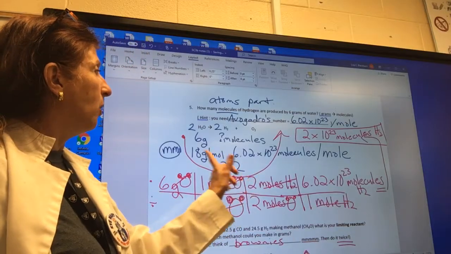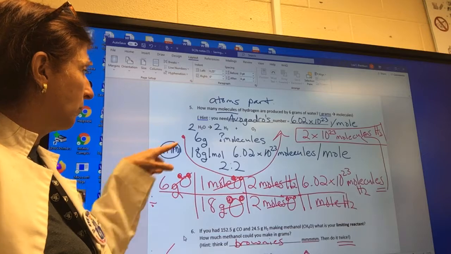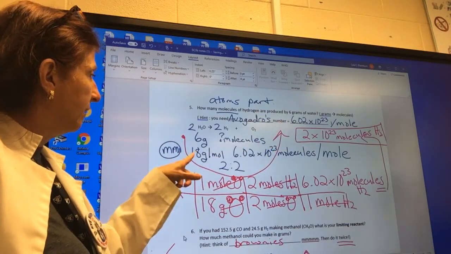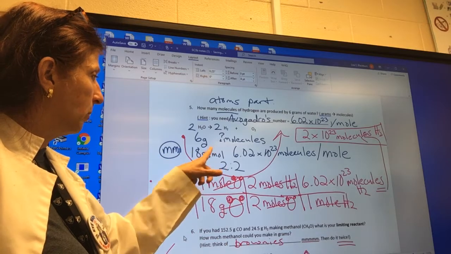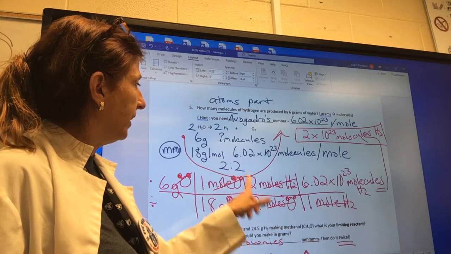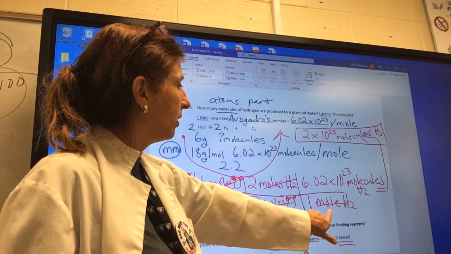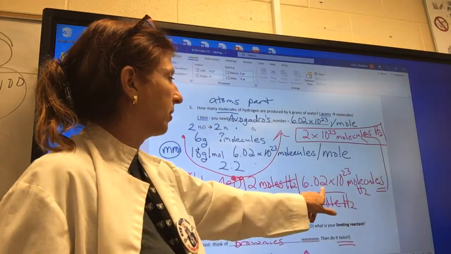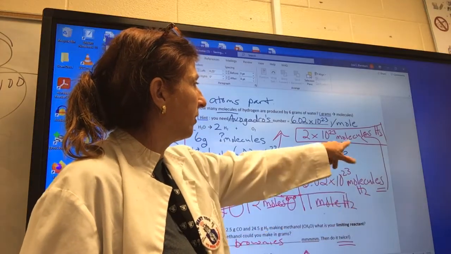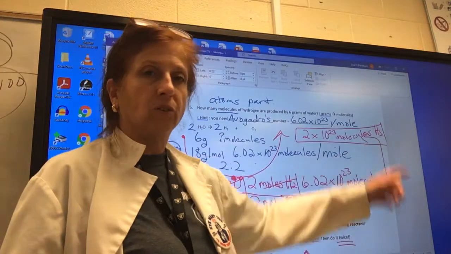We write our mole ratio from the balanced chemical equation, 2 and 2, and now we start with what we know and go around to what we don't. 6 grams divided by 18 grams times 1 mole, then that 2 goes right here, this 2 goes in the numerator, you keep going around, that mole goes down here, Avogadro's number goes on top. Grams cancel out, moles cancel out, moles cancel out, you're left with the molecules. The answer is 2 times 10 to the 23rd molecules of hydrogen.